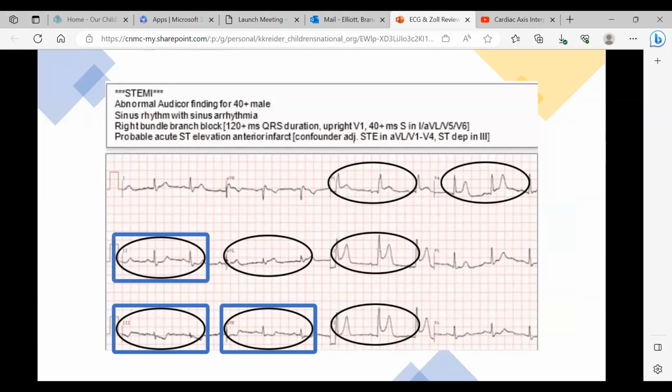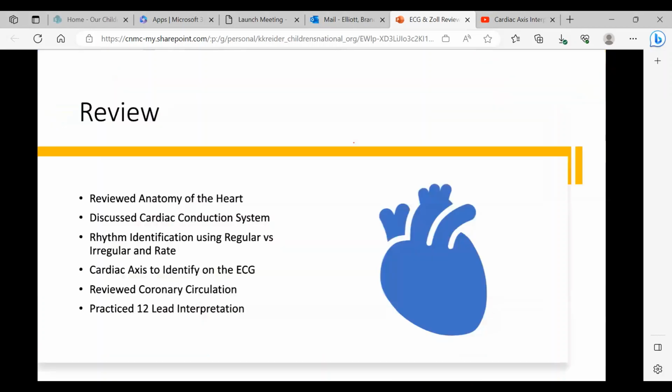So I think that's all the hard ones I have, or the only EKGs I had to go over today. We've extended our time a little bit. A lot of EKGs. It's a lot of EKGs, but it's good practice.